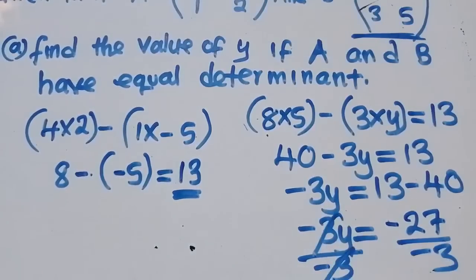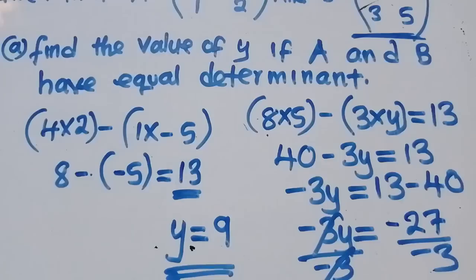Negative 3 cancelled. So y is equal to, this into that, it is 9. So y is equal to 9. This is what you need to do. The value of y is what? 9. You've answered that question. These are things that you need to do.